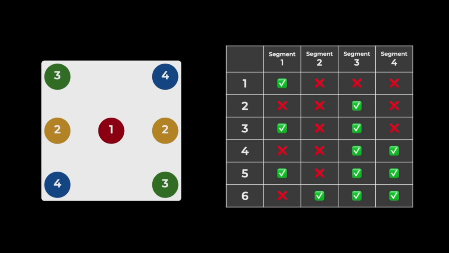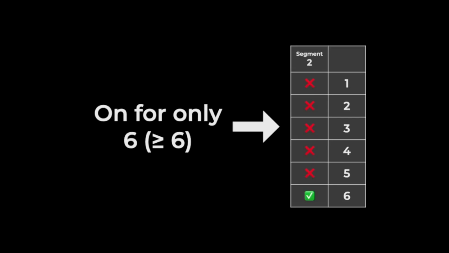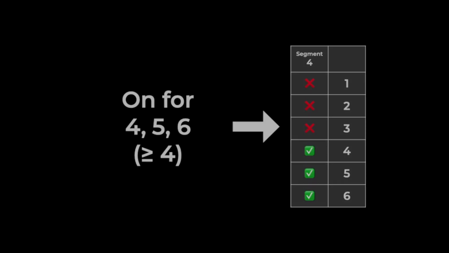Looking at this table of which segments turn on for what number, you might notice some patterns. For example, segment number 1 only turns on for odd numbers, and segment number 2 only turns on for the number 6. Segment number 3 only turns on for numbers more than or equal to 2. And finally, segment number 4 only turns on for numbers more than or equal to 4.